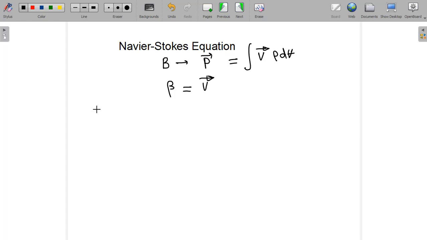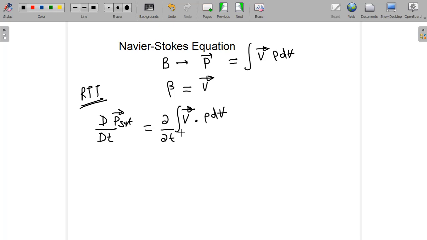Now if we again write the RTT, the Reynolds transport theorem, what we get is d/dt of the momentum of the system, that is equal to del/del t of this B. That quantity is nothing but v dot rho dV over the control volume, where this is basically the beta, plus over the control surface, beta into rho v dot n-cap dA.